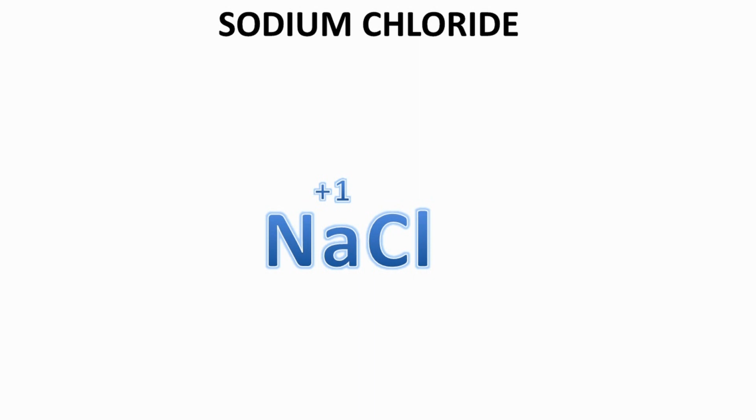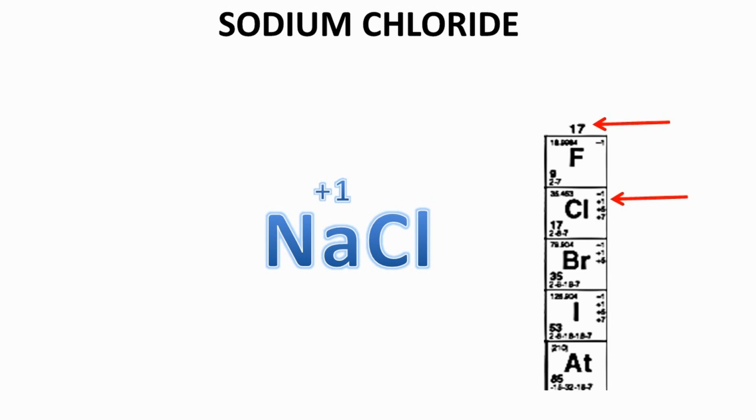So, in a compound like sodium chloride, the oxidation number for sodium, Na, which is a group 1 element, can only be +1. But chlorine is a halogen from group 17. Most of these elements have multiple oxidation numbers. Here, chlorine has 4 possible oxidation states.